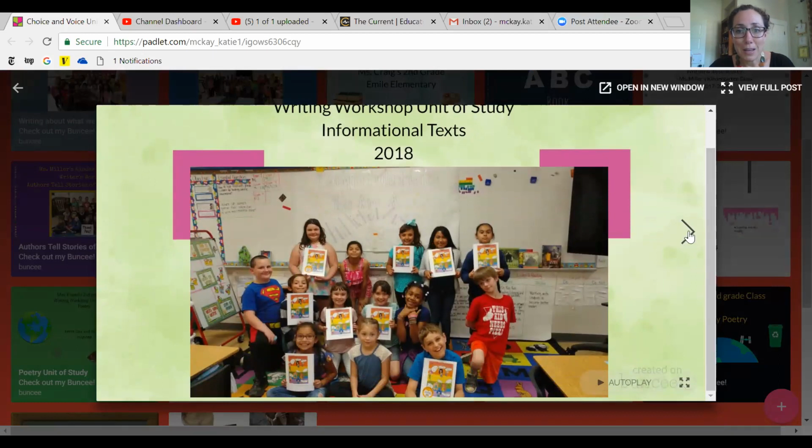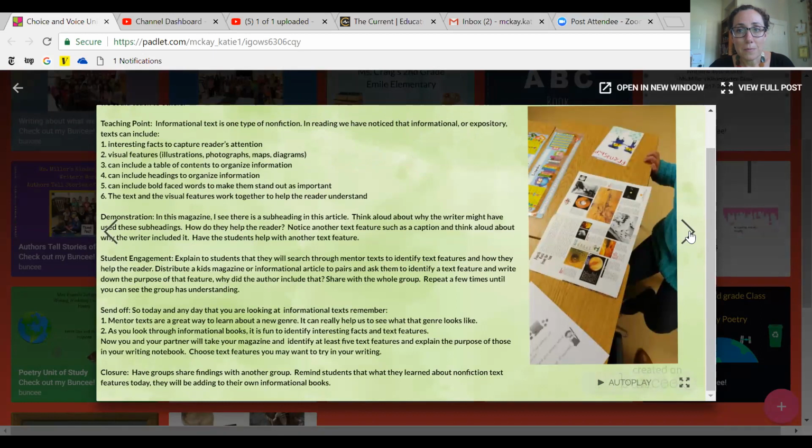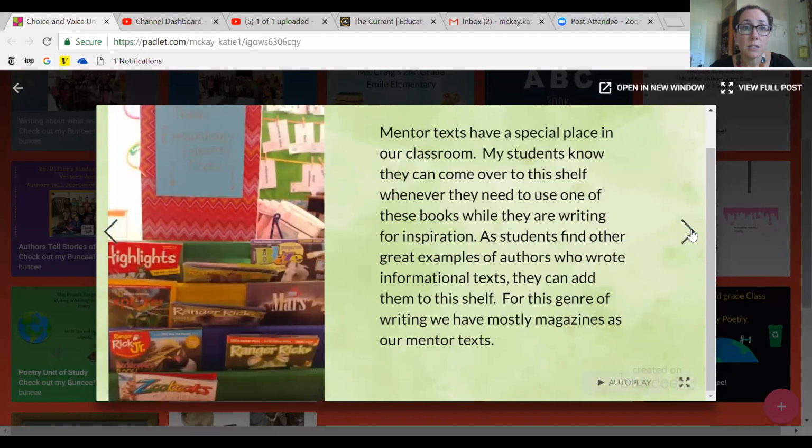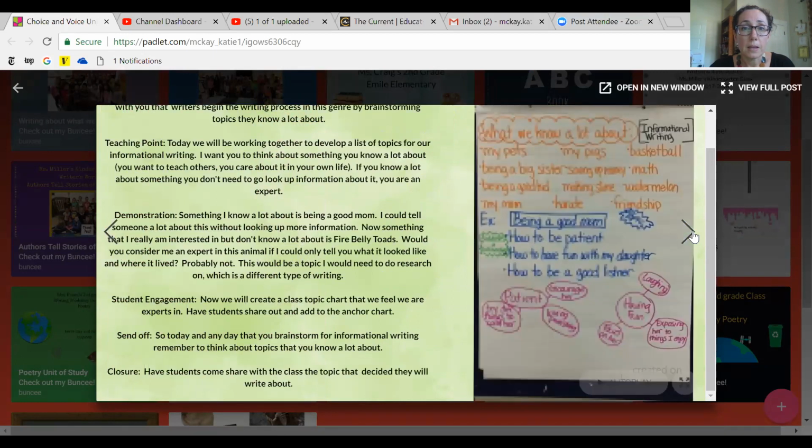They did a lot of really deep analysis of informational texts in looking at magazine articles and different kids' magazines that used text features. And here's a lot of the examples that they looked at together. Again, in her classroom, she had anchor charts. She really did some great work also helping them to identify what makes a good topic for informational text, something that you already know something about, something you're already interested in, have personal experience with.